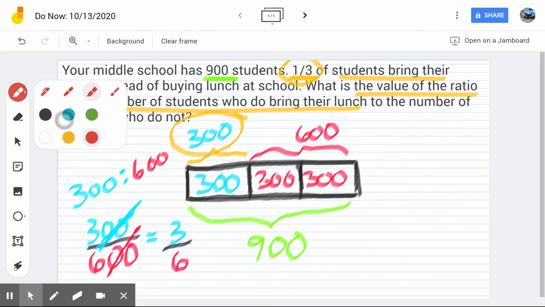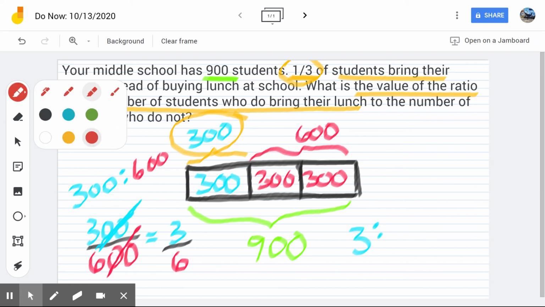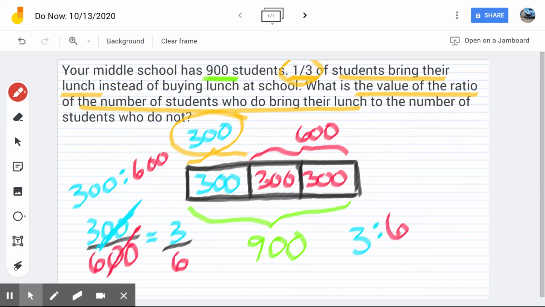3 to 6, which I'll write over here in standard form as a ratio, can be reduced if I divide both parts of it by 3. So 3 divided by 3 is simply 1, and 6 divided by 3 is simply 2. So the value of the ratio is 1 to 2.